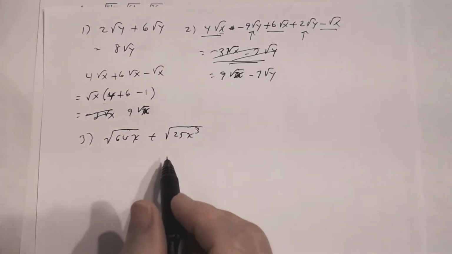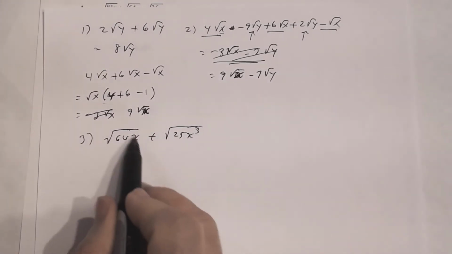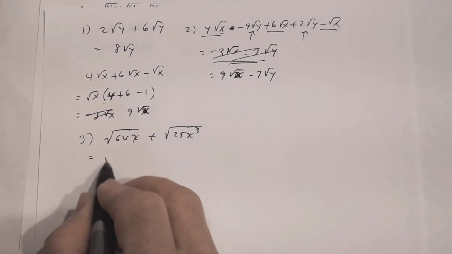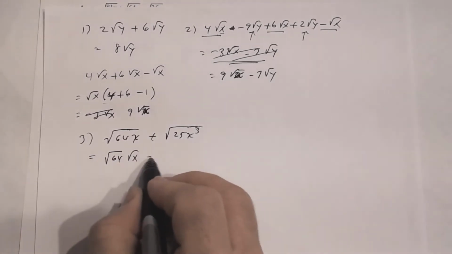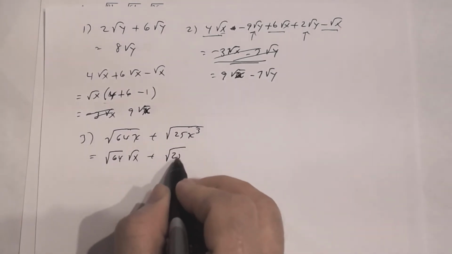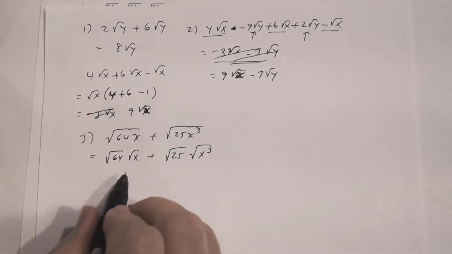All right, so be a little bit careful as you go through this. So let's use the product rule here. According to the product rule, that's going to be the square root of 64 times the square root of x. And then over here, that's going to be the square root of 25 times the square root of x cubed. Now let's simplify what we can.